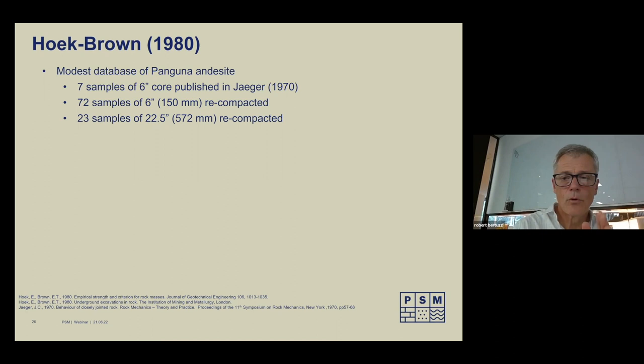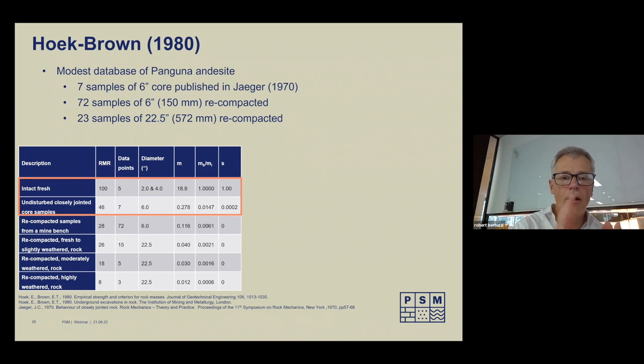Quite a modest database. We essentially have five intact samples of just drill core. We have seven points of 6-inch diameter core, and then there's a whole bunch of recompacted stuff. So, gone into the dump, collected bits of rock, shoved it into a mold, recompacted it and tested it.